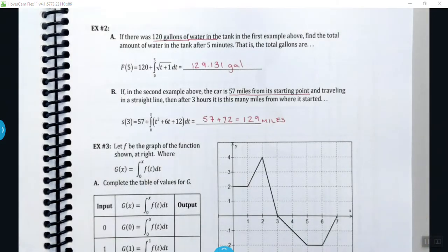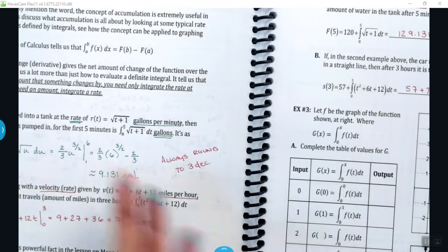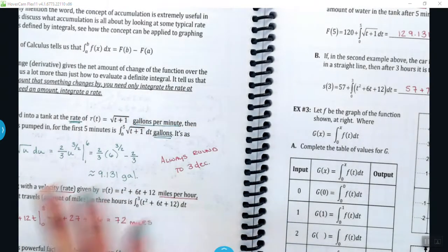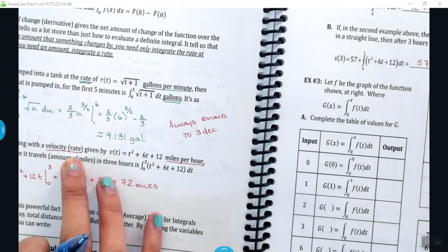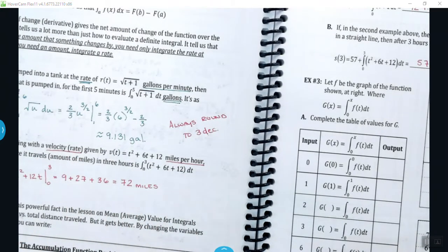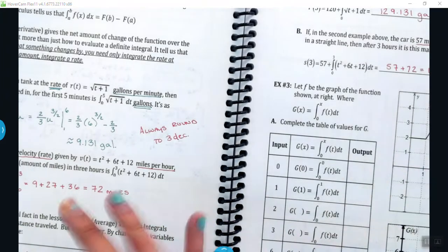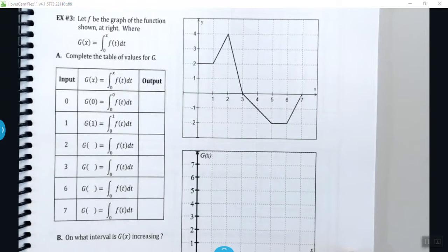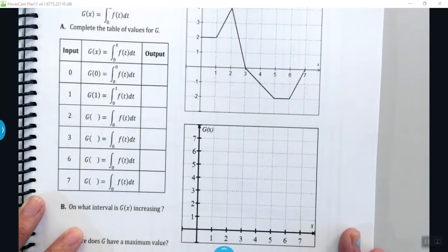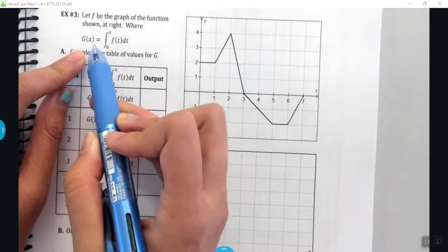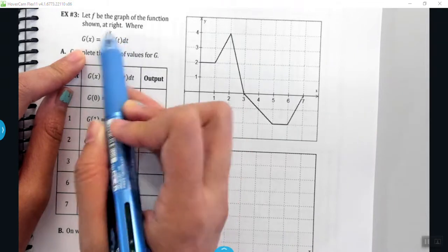All right. So that's one of the styles of free responses that you might see: water going in, water coming out, or a velocity or a rate, and then you need to find out where you are, how far you traveled. Another example that happens quite often is they actually give you an integrally defined function. So they say that this function is some sort of integral right here.